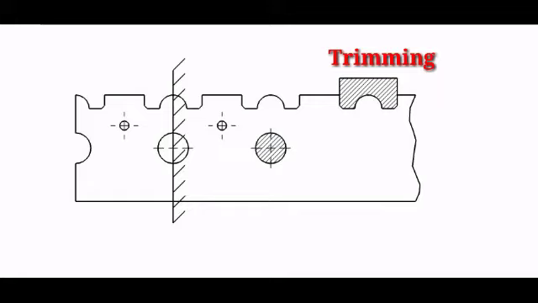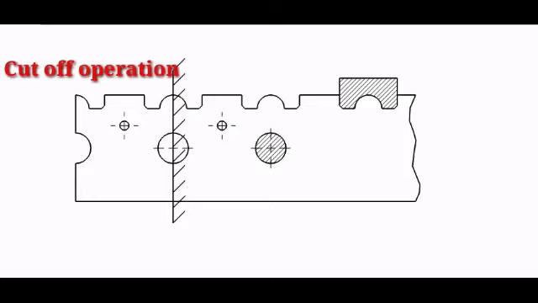If the blank has two parallel sides, it can be produced by a cut-off operation. The main advantage of the cut-off operation is minimum material wastage. Second is the less tool cost. Third, no scrap strip to handle. Fourth, it speeds up production.